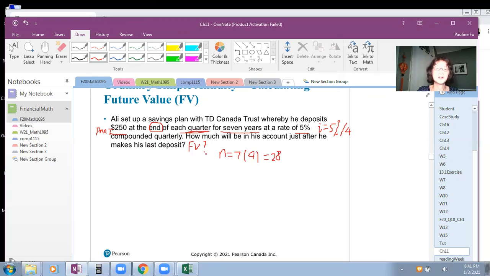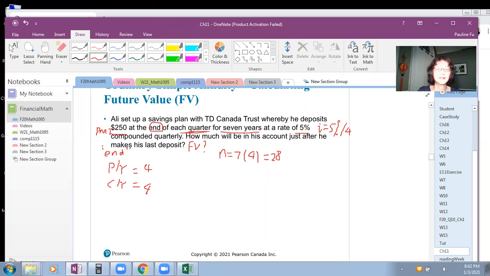Okay. Remember, when you use a financial calculator, you need to set up PY and CY first. And before you set up, make sure your calculator is in end mode. So in this question, PY is equal to 4. PY represents how many payments per year, the number of payments per year. And CY represents the number of interest conversion periods per year. This one, interest compounded quarterly, CY is equal to 4.